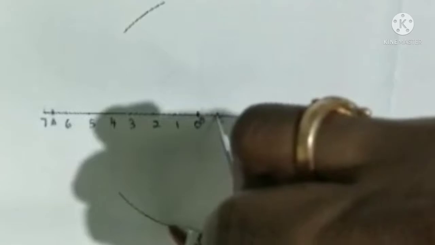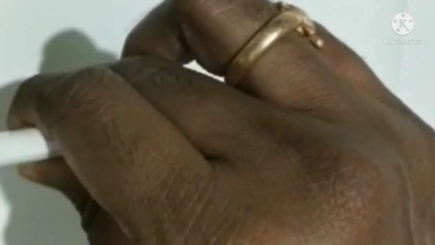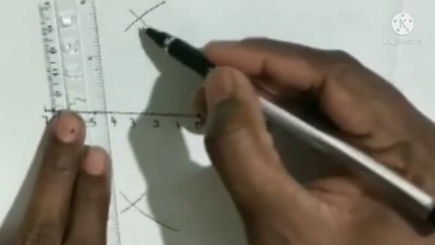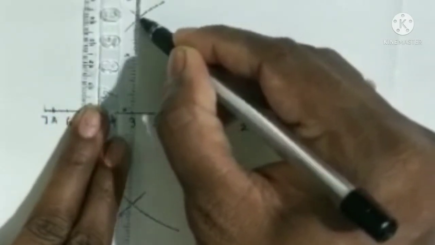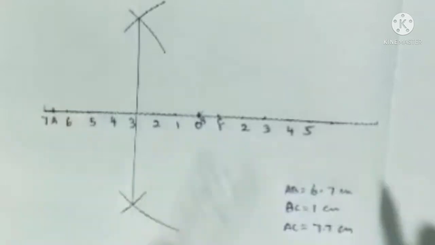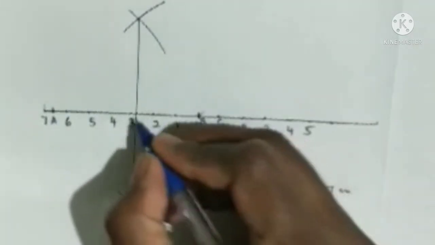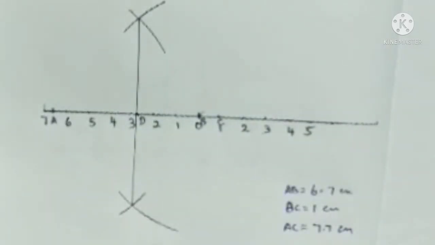Draw an upper and a lower arc with the same measurement, marking from point A. Cut the arc, okay. Join the line. This intersects at the point D. Now we can measure AD or CD.